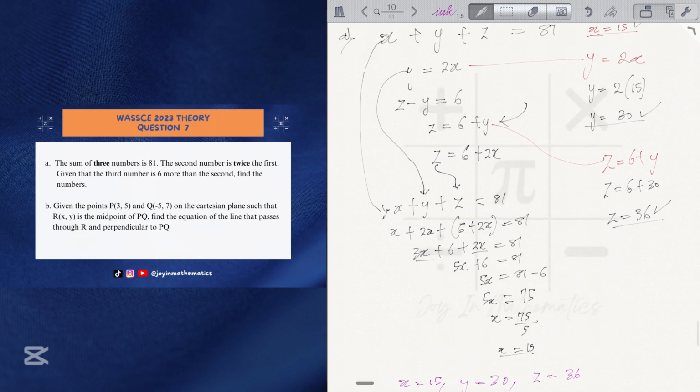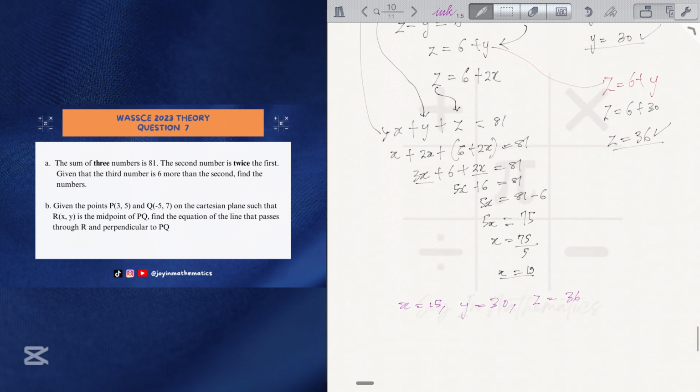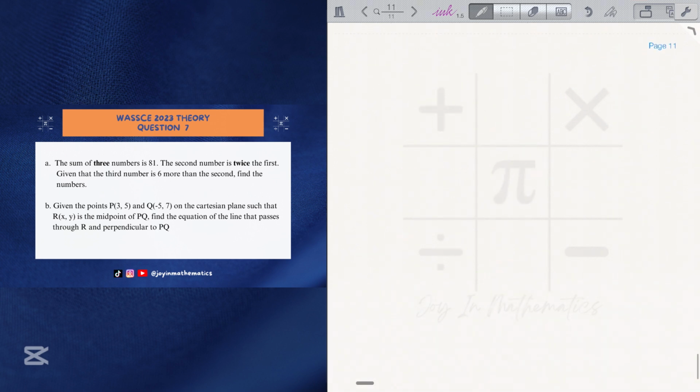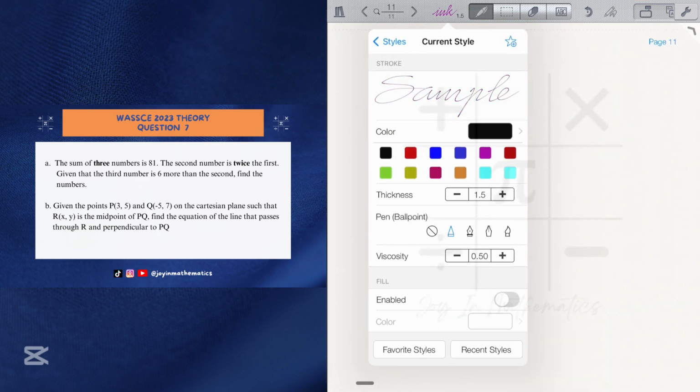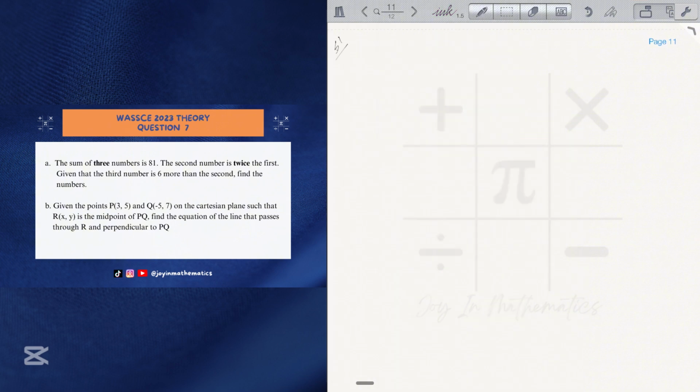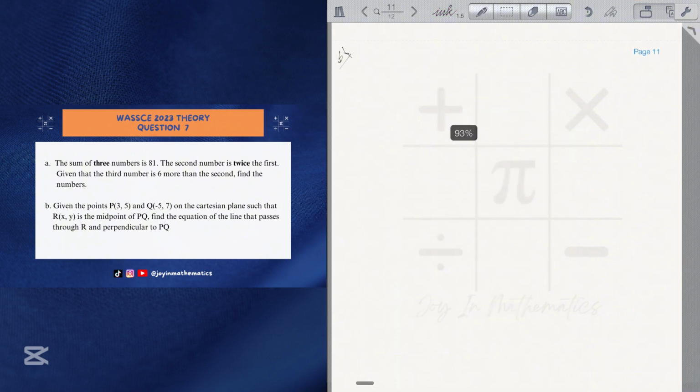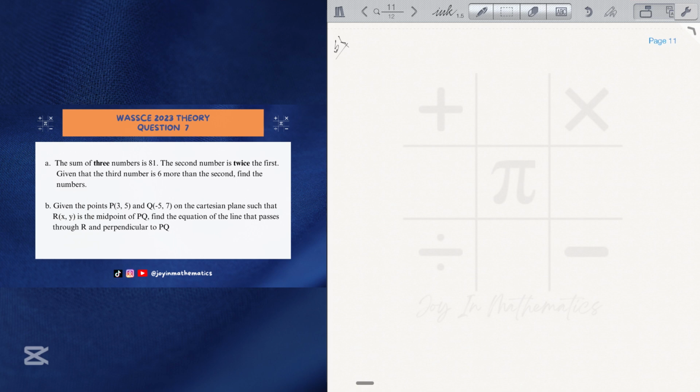So moving on, let's proceed to the B part. The B part is a question that involves the equation of a line and also the midpoint of a line. So let's go to a new page and begin with question B. The B, as I've said, is a question on the equation of a line and the midpoint of a line. So we're given 2 points. It says given the point P is equal to 3,5 and Q is minus 5,7 on the Cartesian plane.